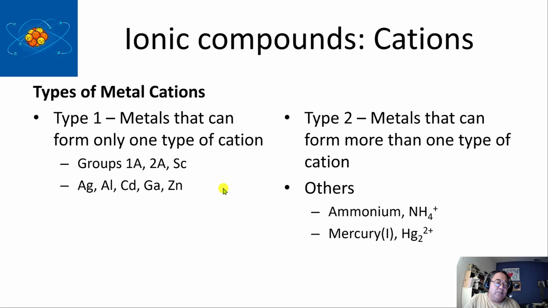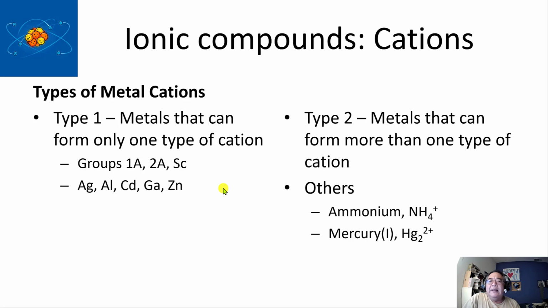Okay, so in naming ionic compounds, now we know how to handle the anions, the names and the formulas. We also have to learn a little bit more about the cations. And so there are two types, and I don't know that your book follows this convention anymore, but this is the way originally they organized everything. There are two types of metal ions. I call them type 1 and type 2.